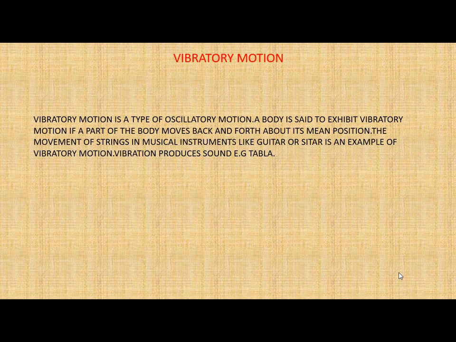The next kind of motion which we will study is vibratory motion. Vibratory motion is a type of oscillatory motion, and a body is said to exhibit vibratory motion if a part of the body moves back and forth about its mean position. The movement of strings in musical instruments like guitar or sitar is an example of vibratory motion.